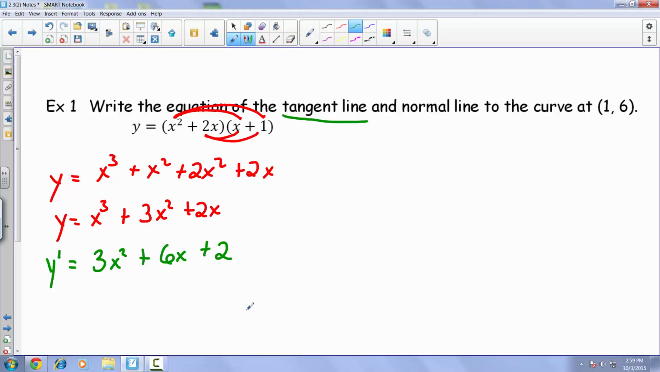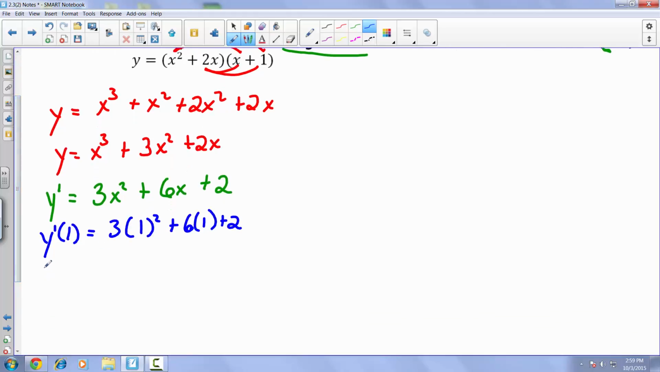Now we can determine what is the tangent slope at a particular target point. In this case, we're plugging 1 into this function to figure out what is that tangent slope. So y prime of 1 comes out to be 3 times 1 squared plus 6 times 1 plus 2. So then it looks like our tangent slope at 1 comes out to be 3 plus 6 is 9 plus 2, which is then 11. So our tangent slope comes out to be 11.